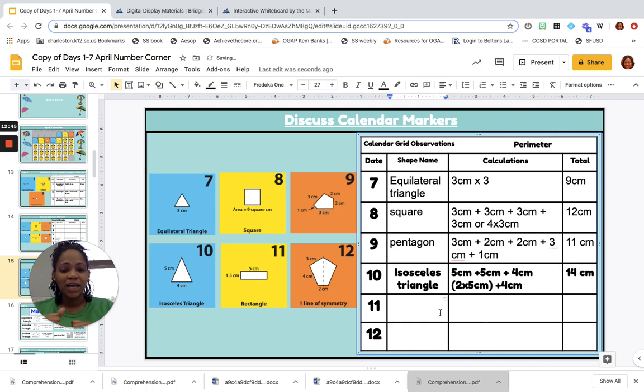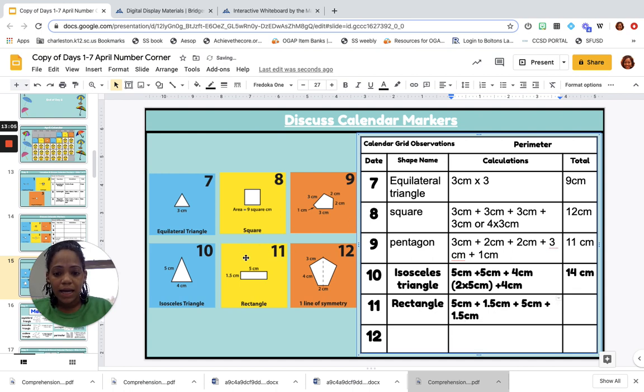Okay, we're getting close. So now we have a rectangle. Hopefully you guys know that the opposite sides are equal. So we have 5 centimeters plus 1.5 centimeters plus 5 centimeters plus 1.5 centimeters. And I got that because this side is equal to this side. This side is equal to this side. The 2 sides that are parallel are equivalent. Y'all remember what parallel means? It's going in the same direction.